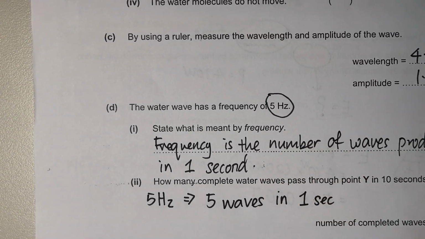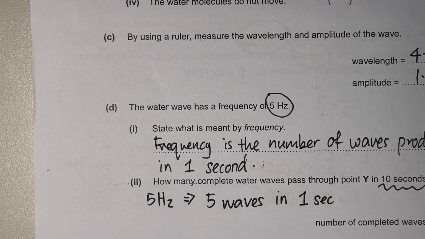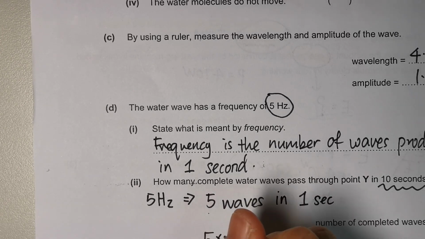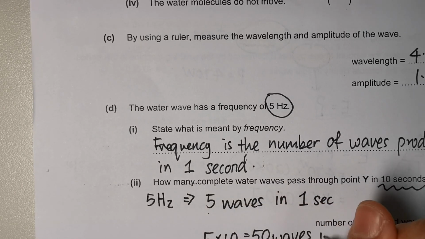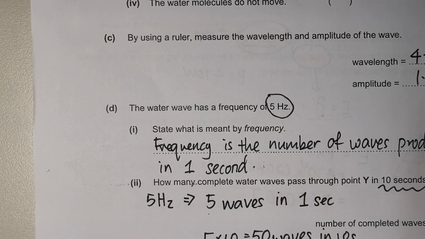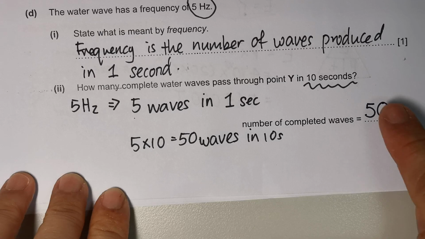And what did the question say? What about 10 seconds? Well, 5 waves is produced in 1 second. 10 seconds will be 5 times 10, and you get 50 waves in 10 seconds. So 50 is the answer. Okay, so 50 is the answer.